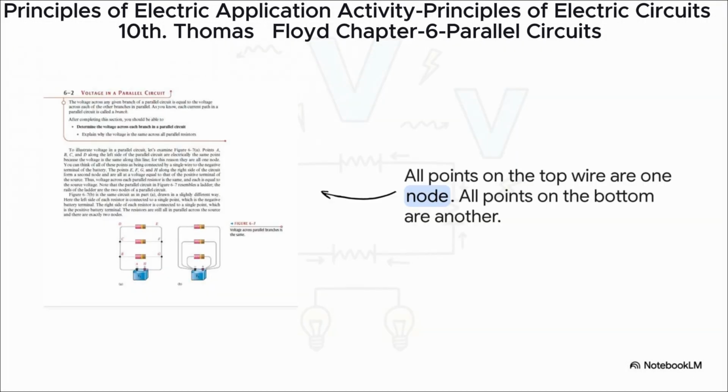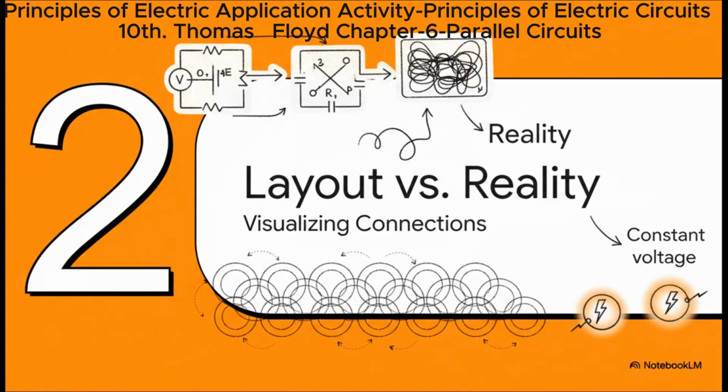This right here, this is the secret. Look at that bottom wire. You see points A, B, C, and D? There's nothing between them but wire. That means electrically, they're all the exact same point. We call that a single node. And guess what? It's the same story for the top wire with points E, F, G, and H. So every single resistor is connected between the exact same two nodes. And since voltage is just the difference in potential between 2 points, well, they all have to have the exact same voltage.